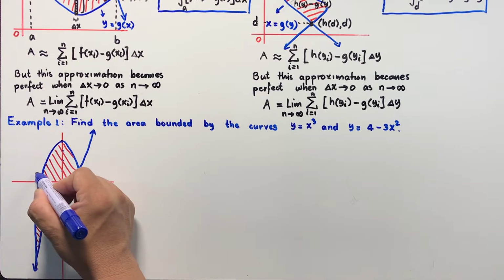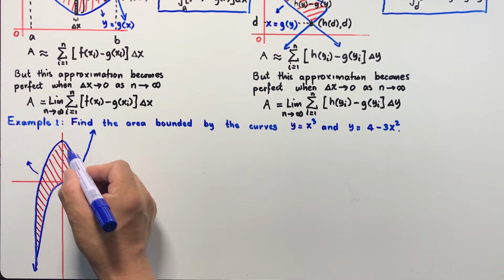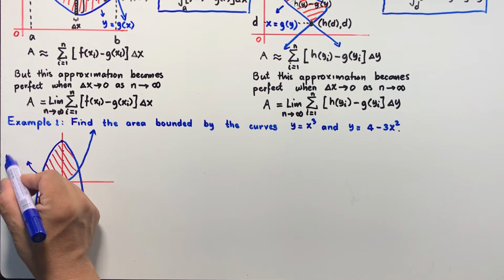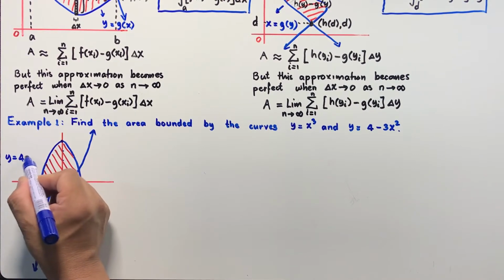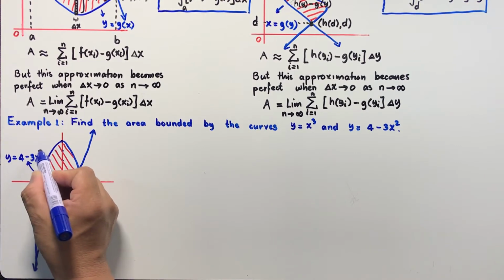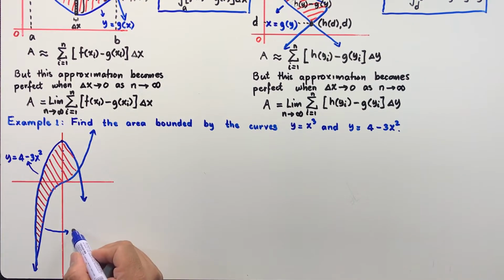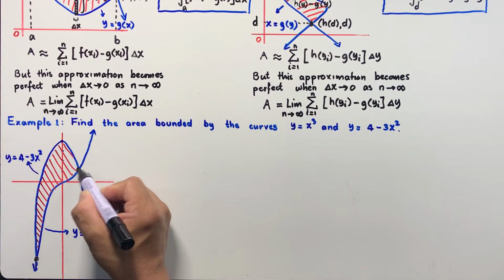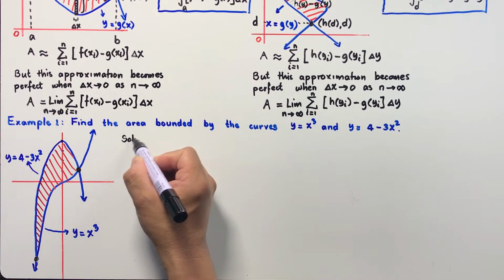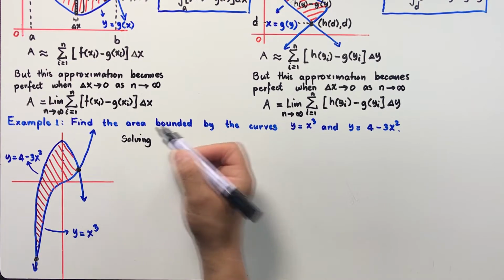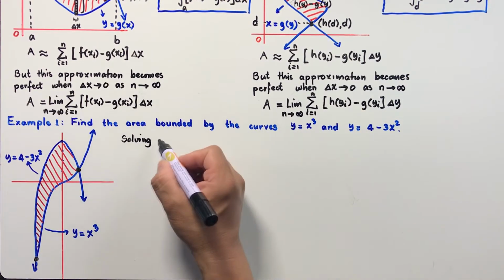So let's label the function of this curve y, which is equal to 4 minus 3x squared. And also this one has a definition of y equals x cubed. And to find the area of the shaded region, let us find the points of intersection. And to find these points of intersection is to solve simultaneously these two equations.